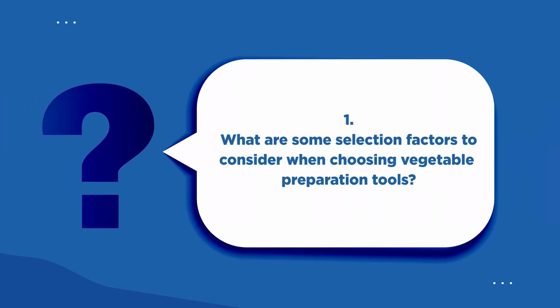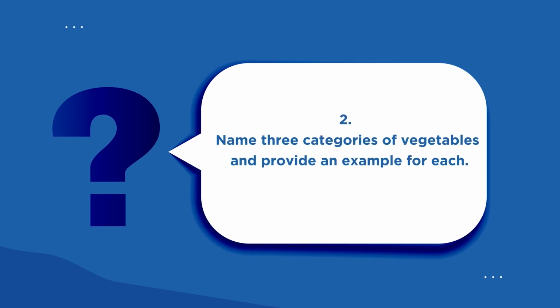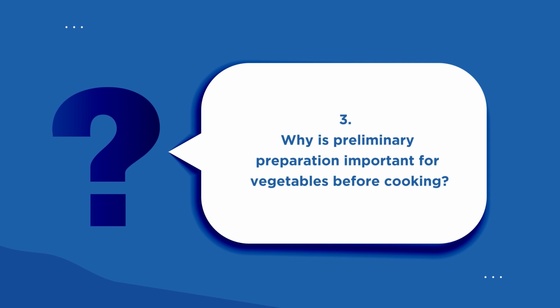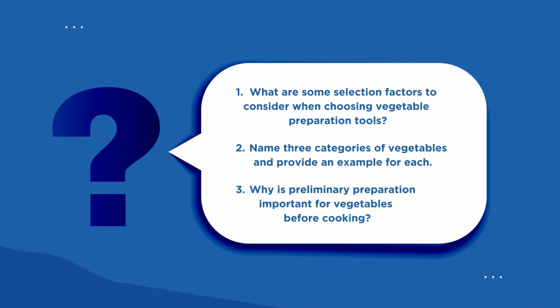What are some selection factors to consider when choosing vegetable preparation tools? Name 3 categories of vegetables and provide an example for each. Why is preliminary preparation important for vegetables before cooking? Consider these questions to reinforce your learning.